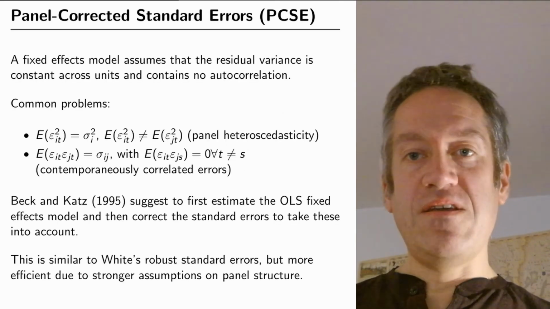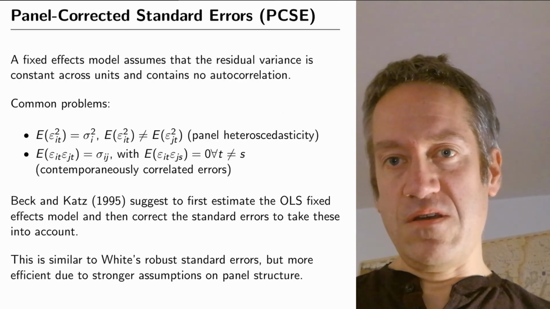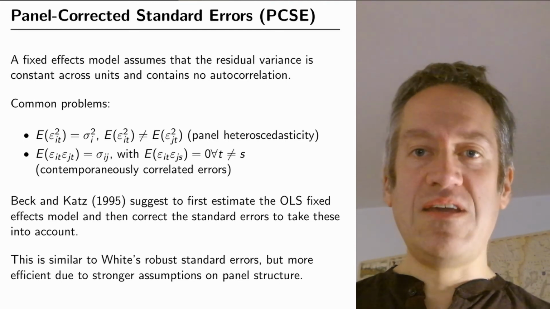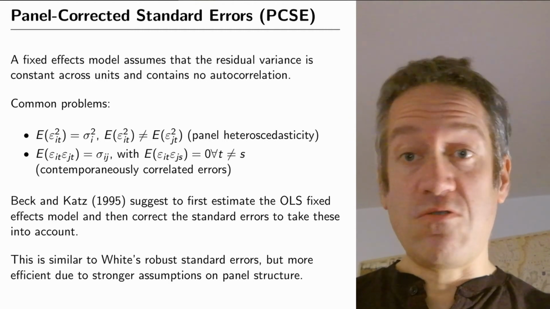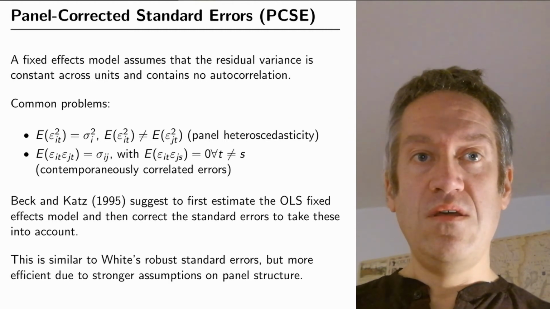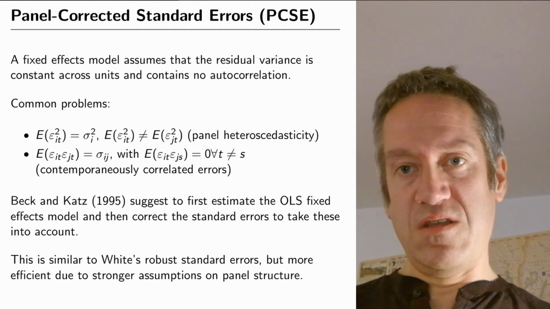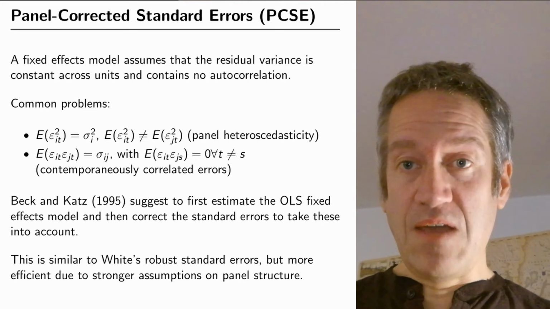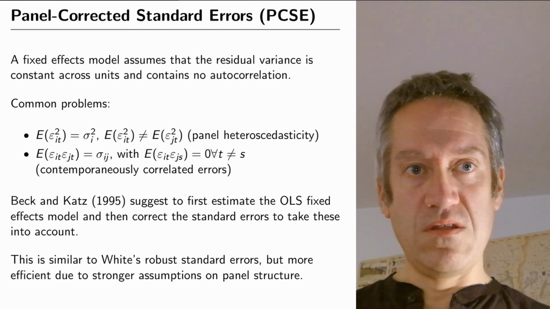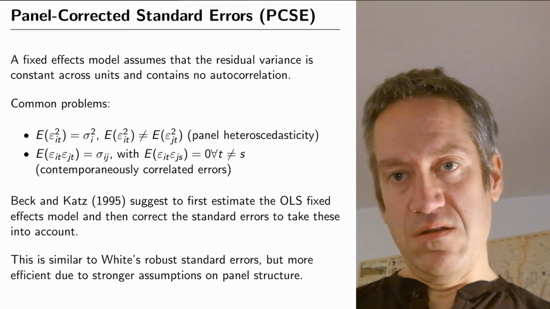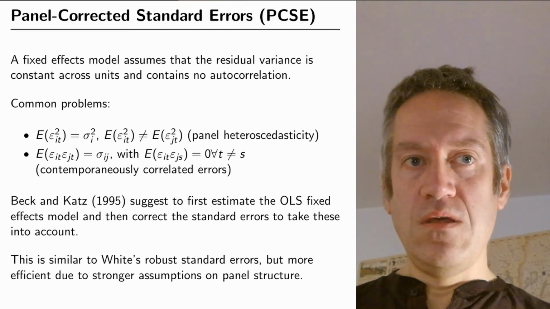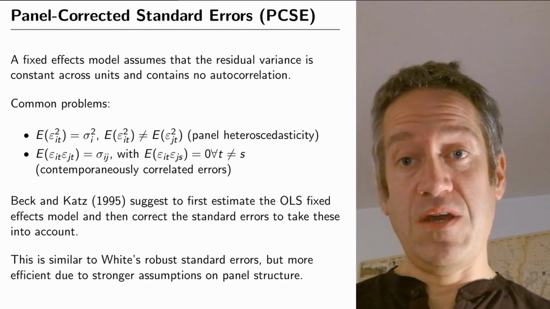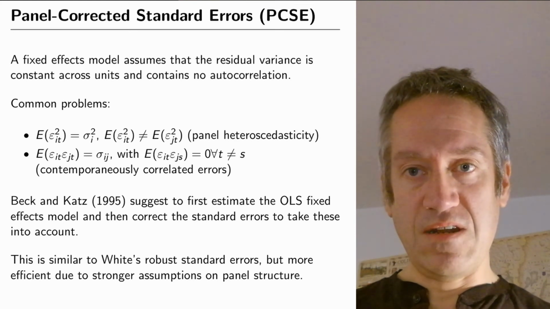In panel data, this is often not a very appropriate assumption. So we can actually assume in many cases that probably the error variance is going to be different between different units. So that would be called panel heteroscedasticity. And we also might expect that errors will vary between time periods, but similarly across units. Contemporaneously correlated errors. So Beck and Katz in 1995 proposed an estimator to address this called panel-corrected standard errors.